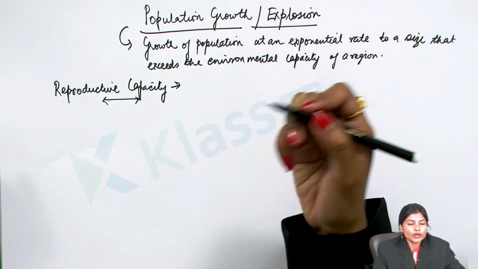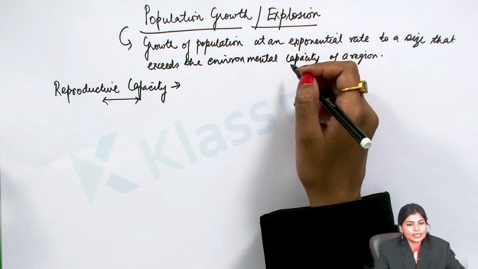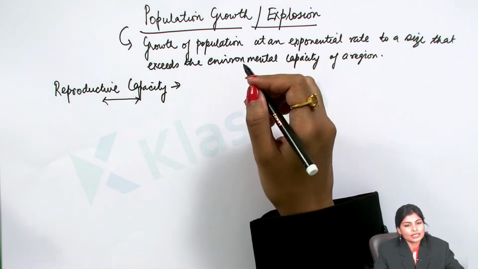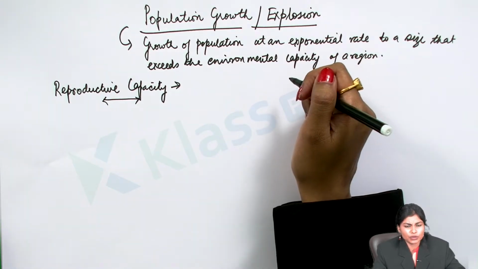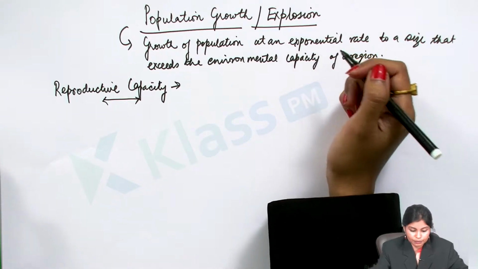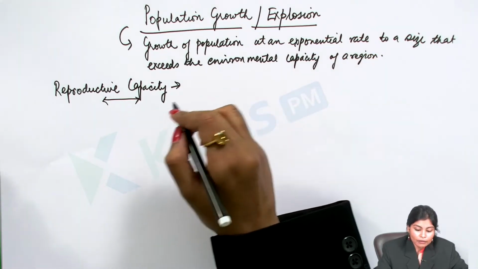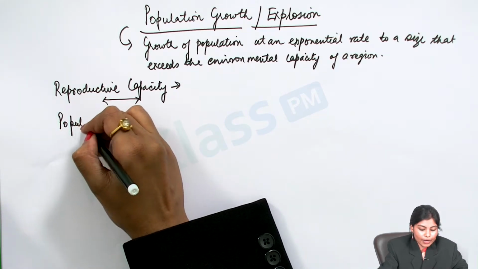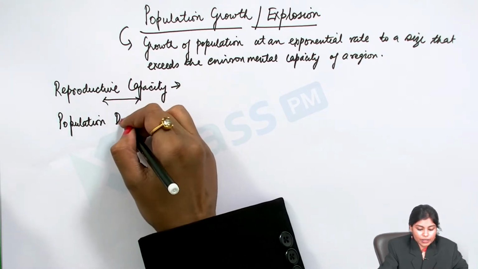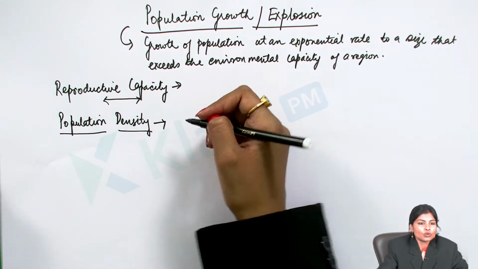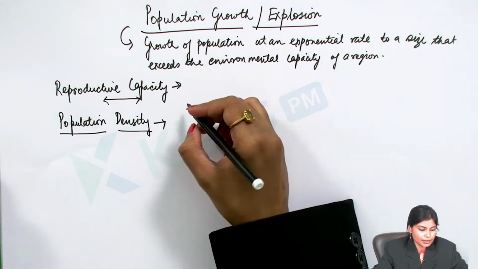So now the reproductive capacity of people also has increased, because even if you are not able to achieve this capacity, you have different methods of treatment for it. So this is the reason for the high population growth. So when we talk about population growth, let's define another term called population density. What do you mean by population density?